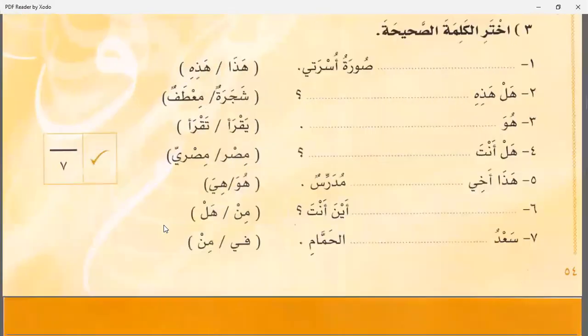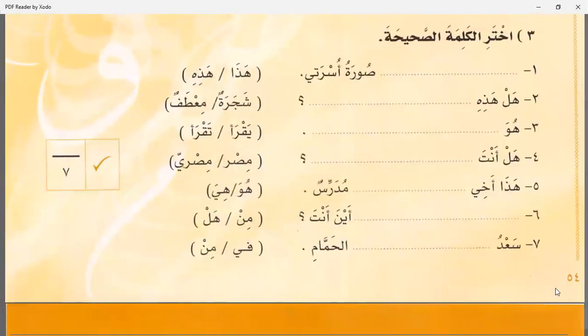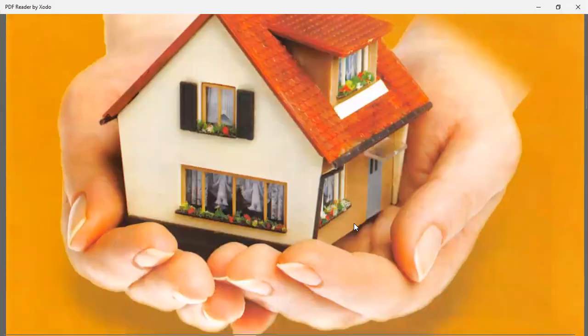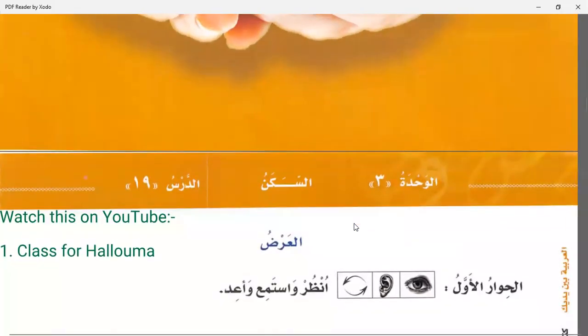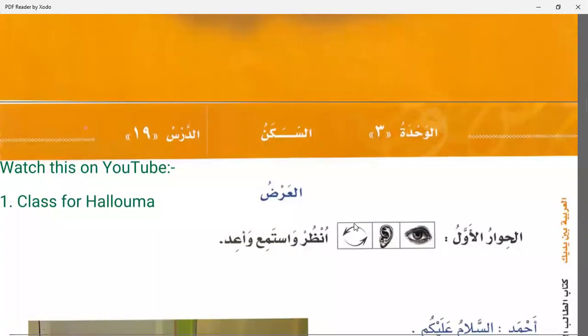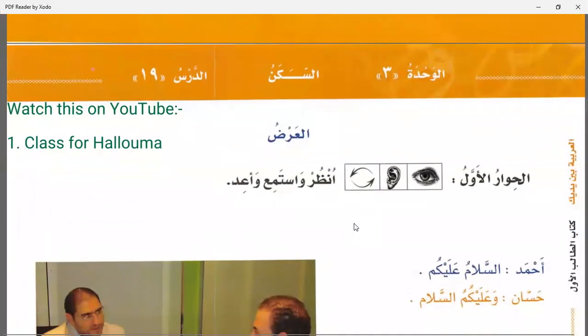Okay, this is page number 54. Here you see 54 is written. Next we have Al-Wahdatu Salisa, As-Sakan. As-Sakan means residence, the place where we live. Al-Wahdatu Salisa, third unit. As-Sakan, residence. Al-Adasu Tasi Ashara, 19th lesson. Al-Ard presentation. Al-Hiwaru Lawal, first dialogue.